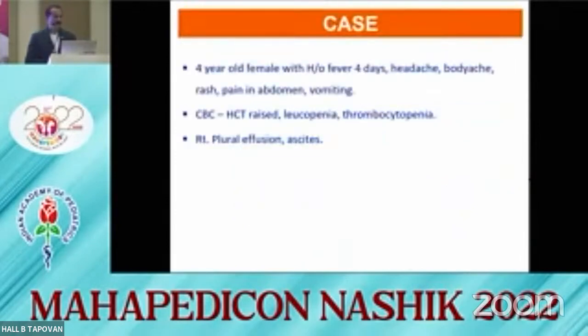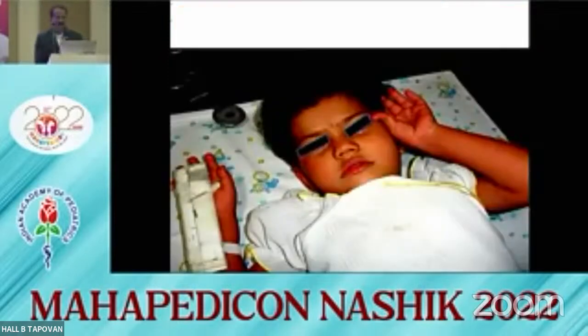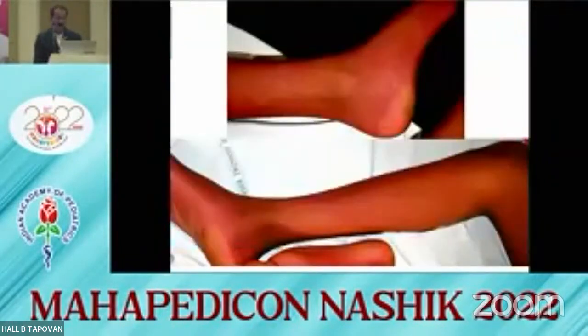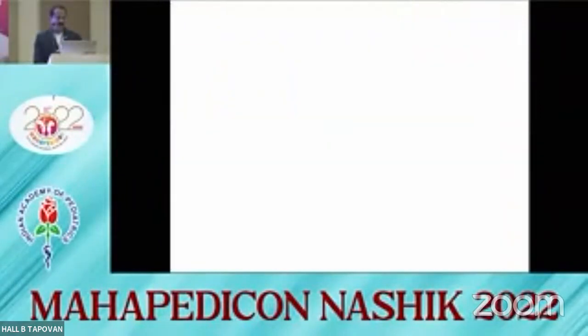A 4-year-old child had a history of fever, headache, body ache, abdominal pain, and vomiting. Hematocrit was raised. There was ascites, effusion. Again, erythroderma, flushing. Typical flushing, which comes in dengue fever. Typically, this is a purpuric rash, which occurs when the platelets go down around 5 days of the illness.